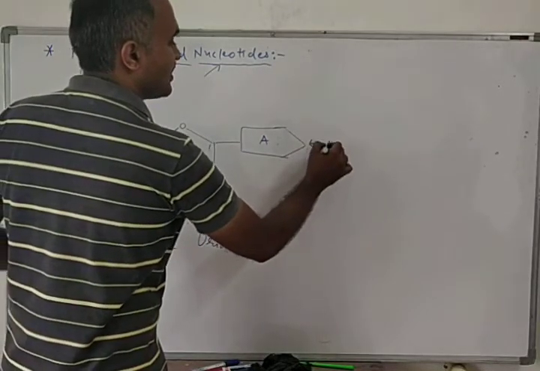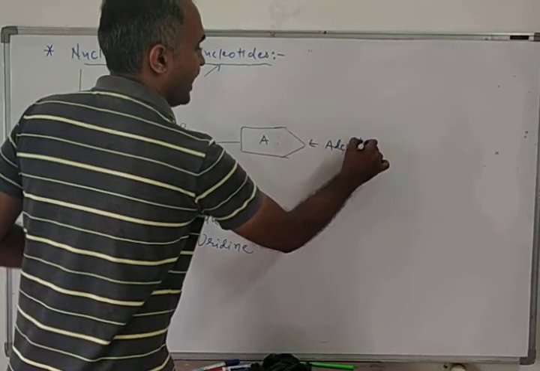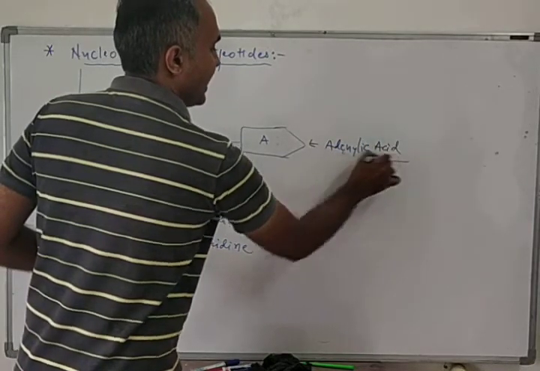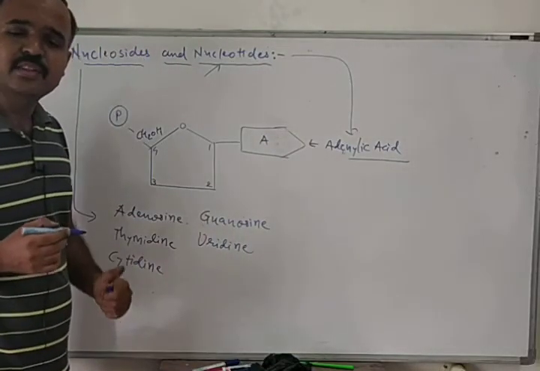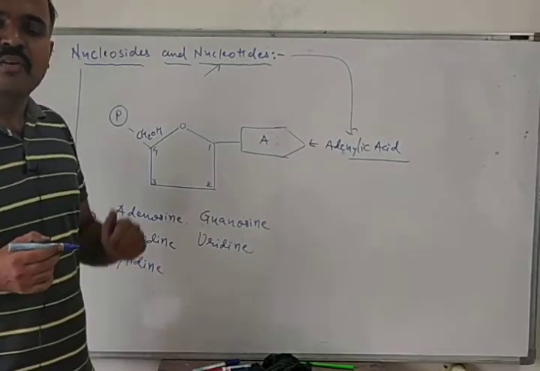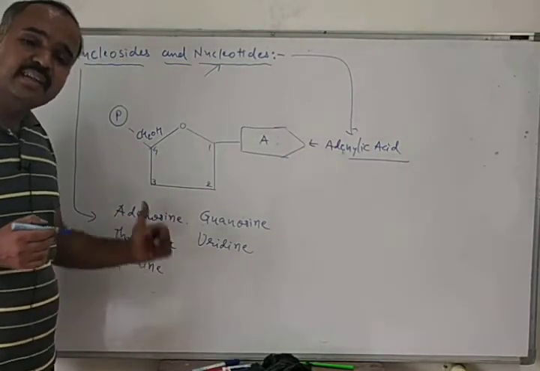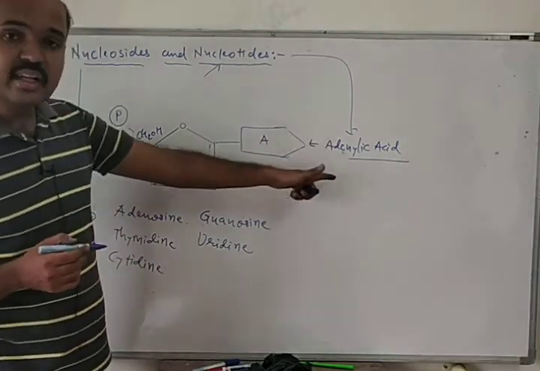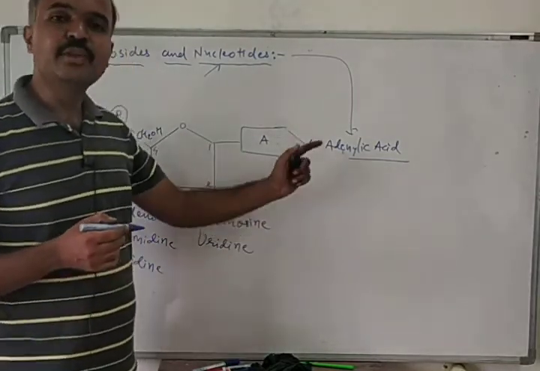What is adenylic acid? Adenylic acid is a nucleotide. We are giving examples of nucleotides now. Initially we gave examples of nucleosides. Now we are giving examples of nucleotides. So adenylic acid is a nucleotide.